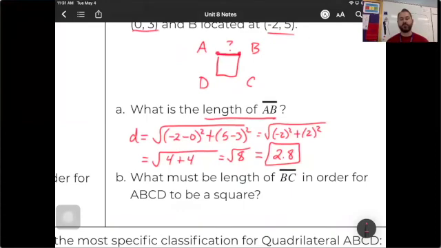And so when it says what must be the length of BC in order for this to be a square, BC is a consecutive side with AB. That means they're in a row. They're not opposite sides. But this is supposed to be a square, and in a square, there must be 4 congruent sides. So that means that the lengths of all 4 should be 2.8.